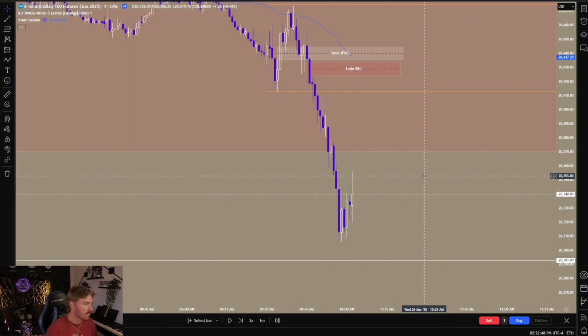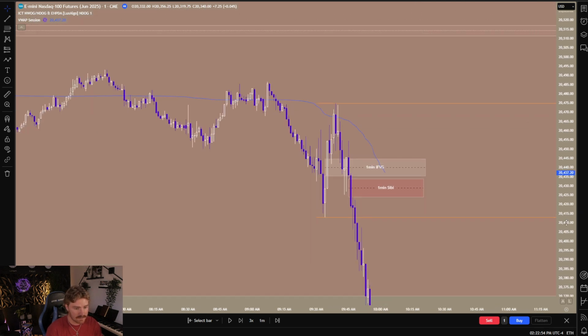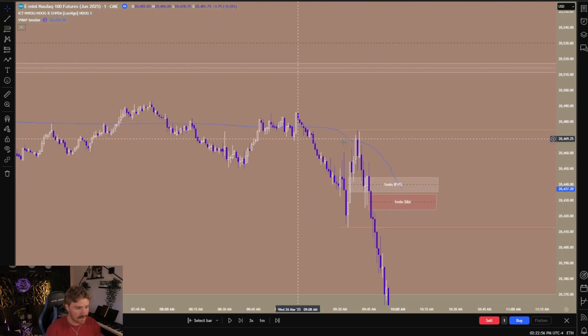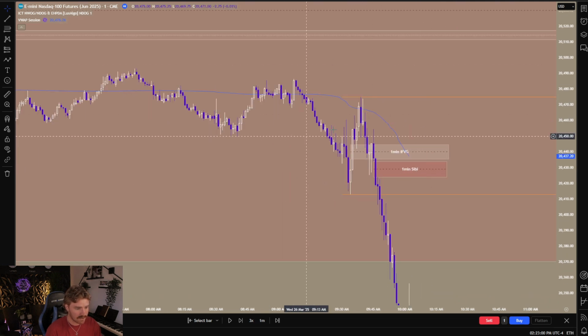And that's why delivery from fair value gaps on the higher time frame is the most important, right? Because you can time your entries better if you know we're delivering from a weekly fair value gap, right? You can get in near the top of the move going into market open if you see your entry model.